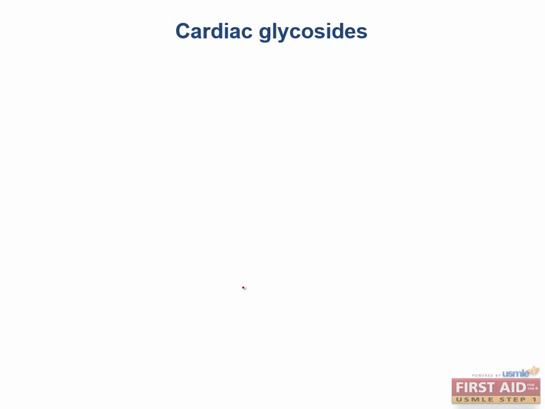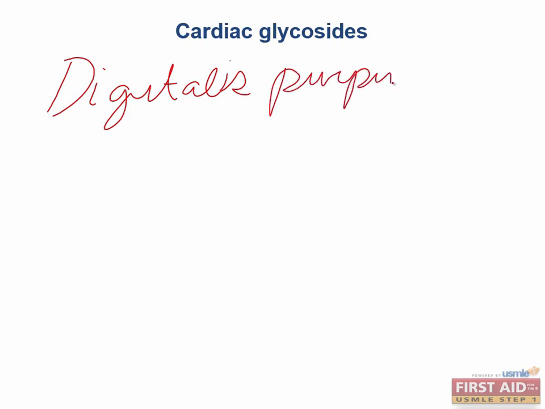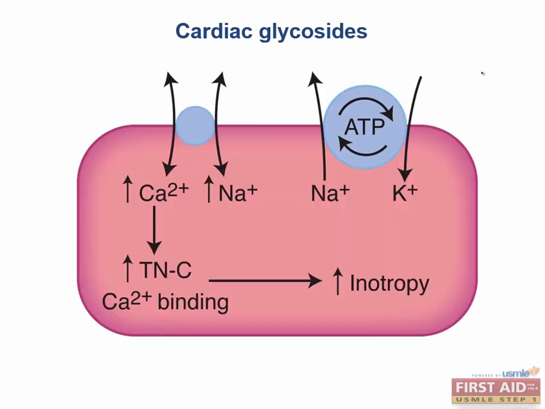Let's move on to discuss some of the drugs used in treating heart failure. The first group we will talk about are the cardiac glycosides. You may have heard this also called digitalis because it is derived from the plant that's called Digitalis purpurea. Here's a diagram that shows the different transporters on the sarcolemmal membrane of our myocyte. Now, which one of these does digoxin inhibit?